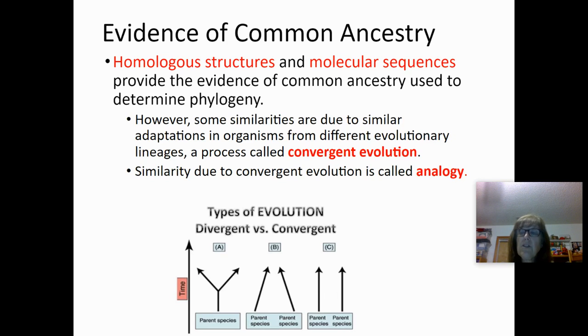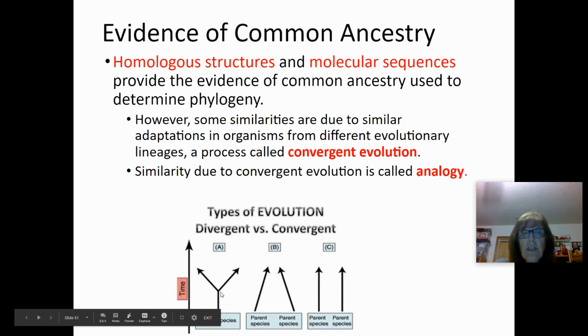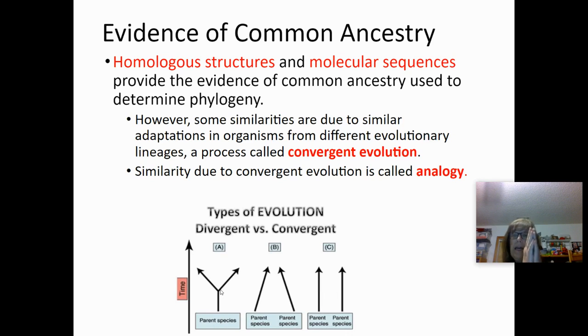Some similarities are due to adaptations in organisms from different evolutionary lineages, and that process is what is called convergent evolution. So if we look down here at divergent evolution, they've come from the same common ancestor and they've diverged out, kind of like the Canis, the wolf and the coyote, okay? On the other hand, when we look at convergent evolution, they have different ancestral relationships, and they have converged together in terms of functions.